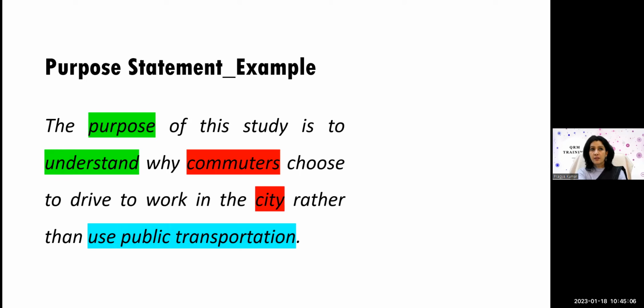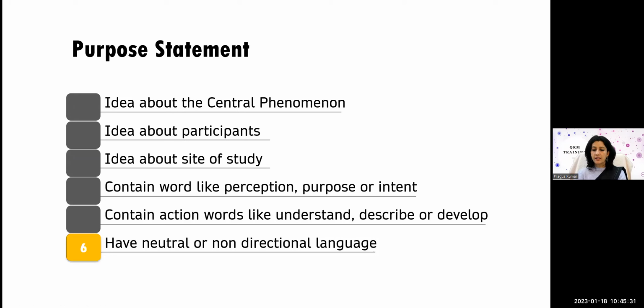Now, if this is a purpose statement, you can see if I break it into parts, I have written: the purpose of this study is to understand why commuters. So this is in continuation with the previous problem statement. I have used the word purpose. Remember, here I have said that there should be words like perception or purpose. And you should have the action word like understand, describe, or develop.